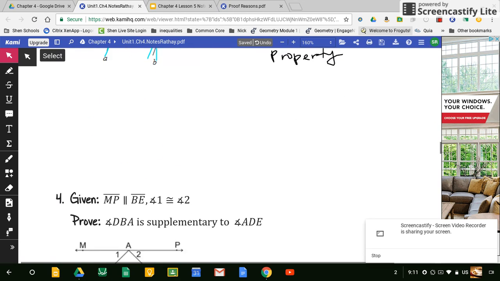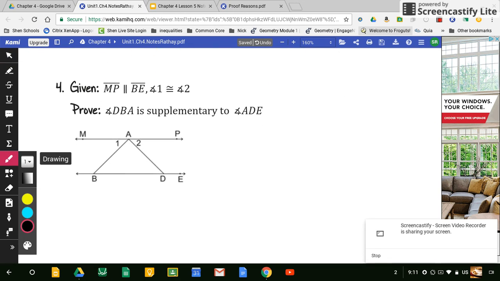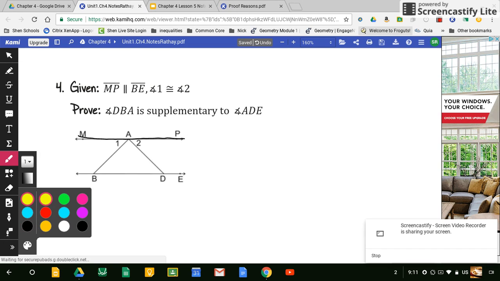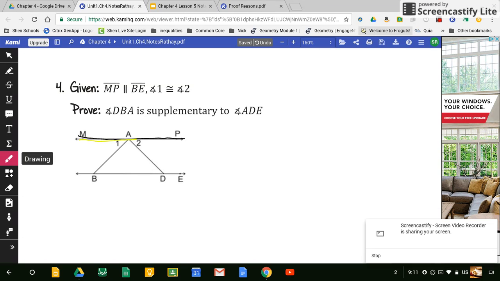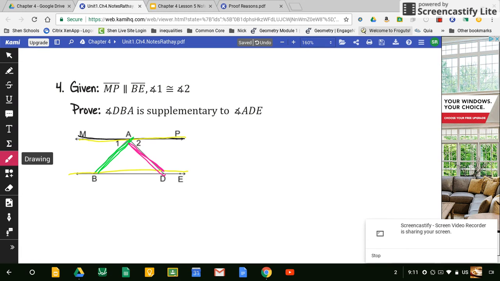All right, number 4. A little bit messier. Let's check this guy out. MP is parallel to BE. We do have two different transversals happening this time. We have a transversal here, and we also have a transversal here. And because we have two transversals, we have a lot of angles available to us.